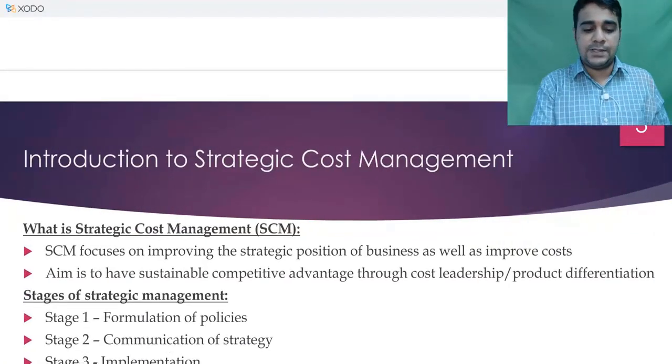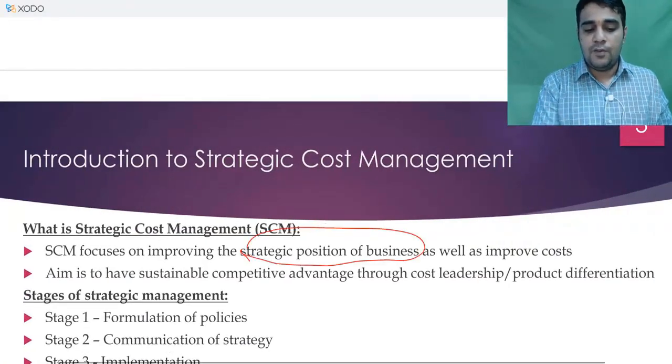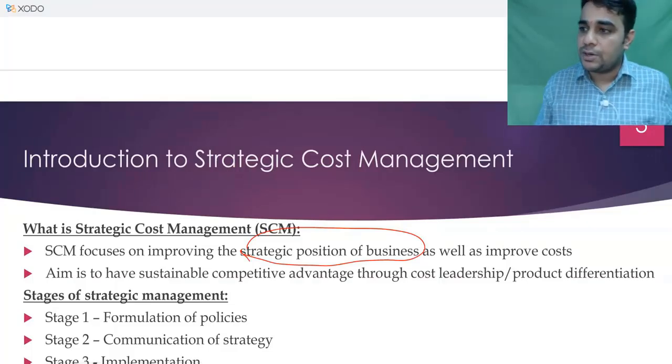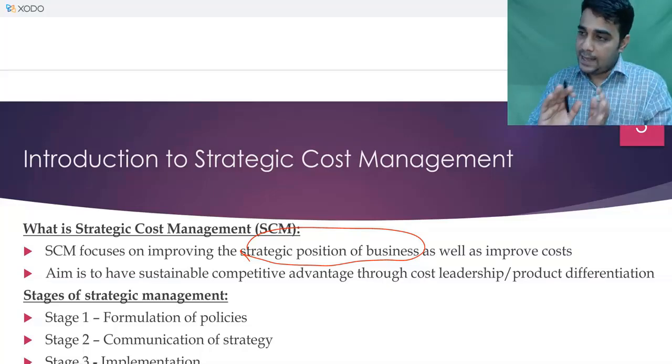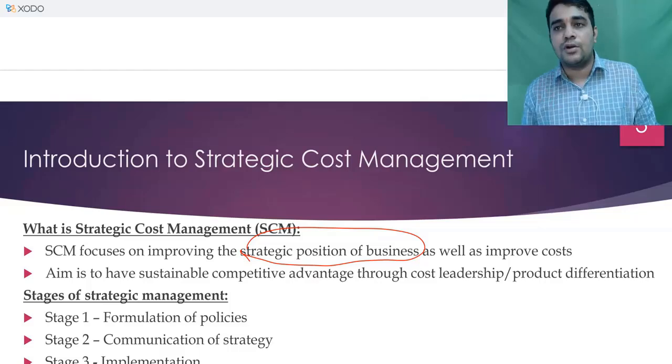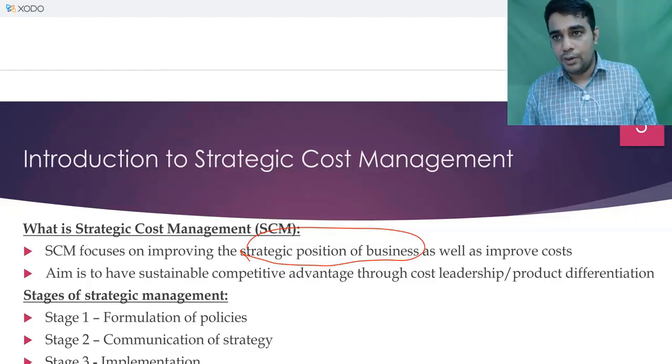Strategic position of a business focuses on improving the strategic position of a business as well as improving cost. Cost is not ignored here. You cannot ignore cost in any kind of scenario.